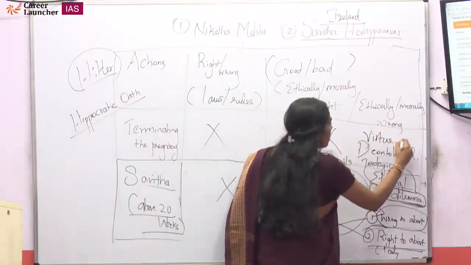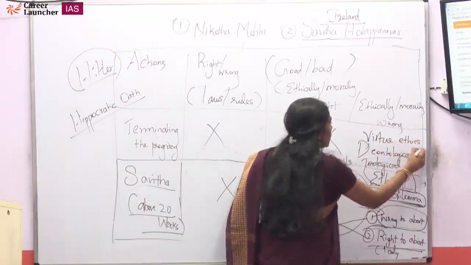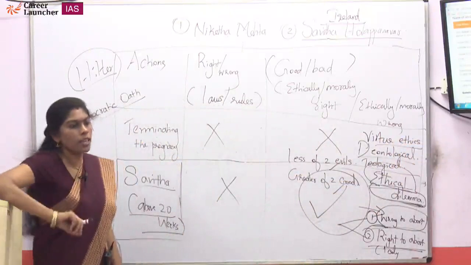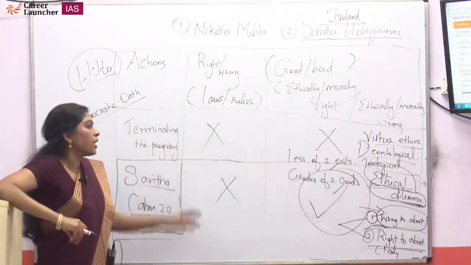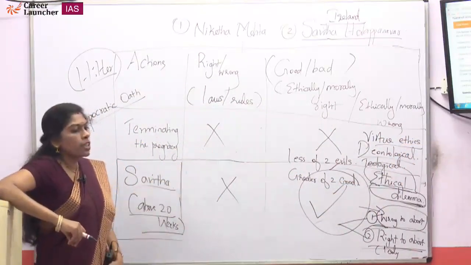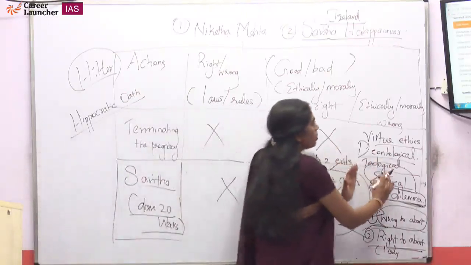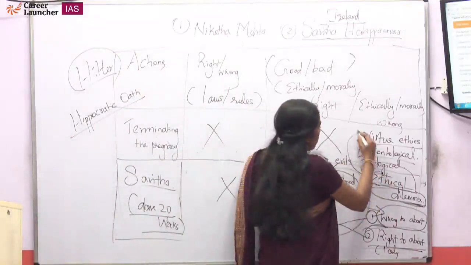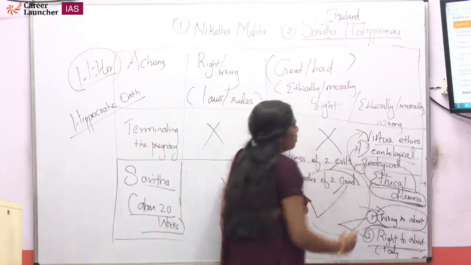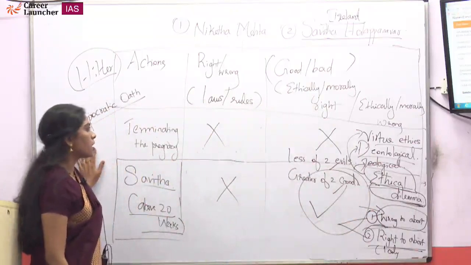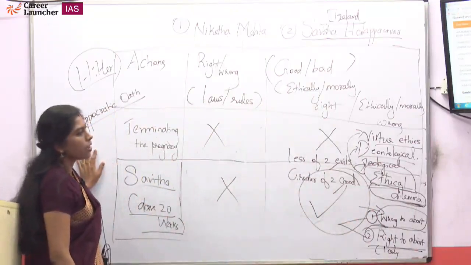This you will be studying elaborately in the next classes, but note it and keep it aside. Ethical dilemma also you will be studying elaborately. So whenever there is an ethical dilemma for you, you can make the decision based on three theories: virtue ethics, deontological ethics and teleological ethics.